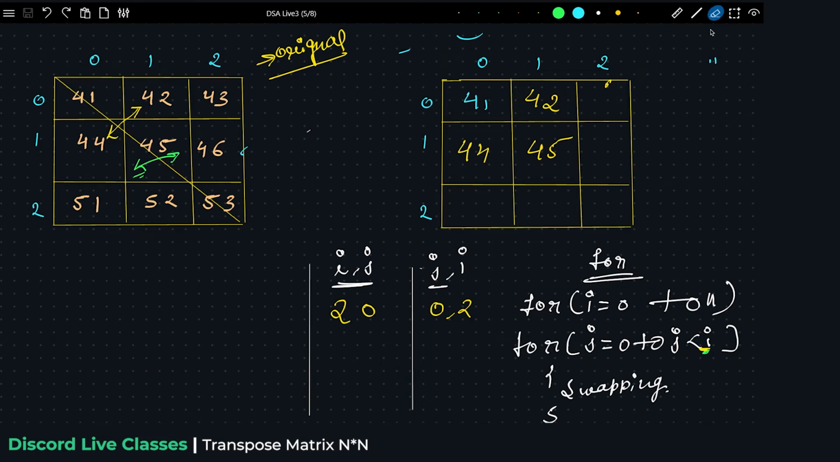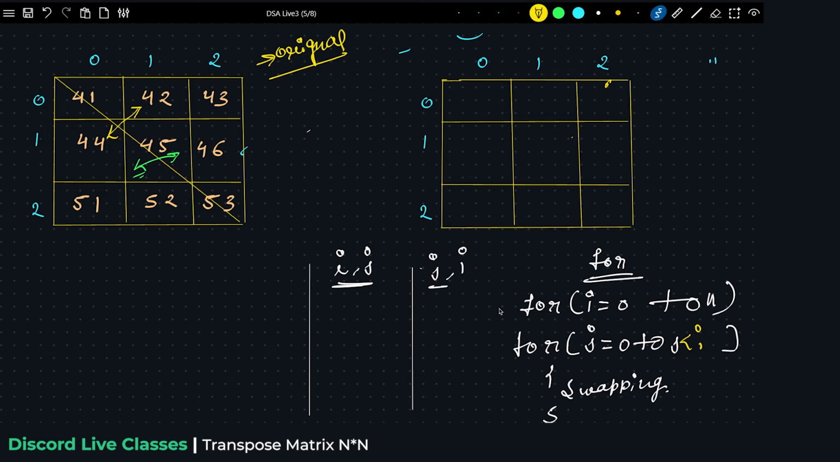Something is wrong. Okay, let me traverse it again. I guess I forgot some step. Let me traverse it again, not from the starting, but from here. J is less than I. Okay, the matrix is not completely filled, that is why there is confusion. One second, let me traverse this again.